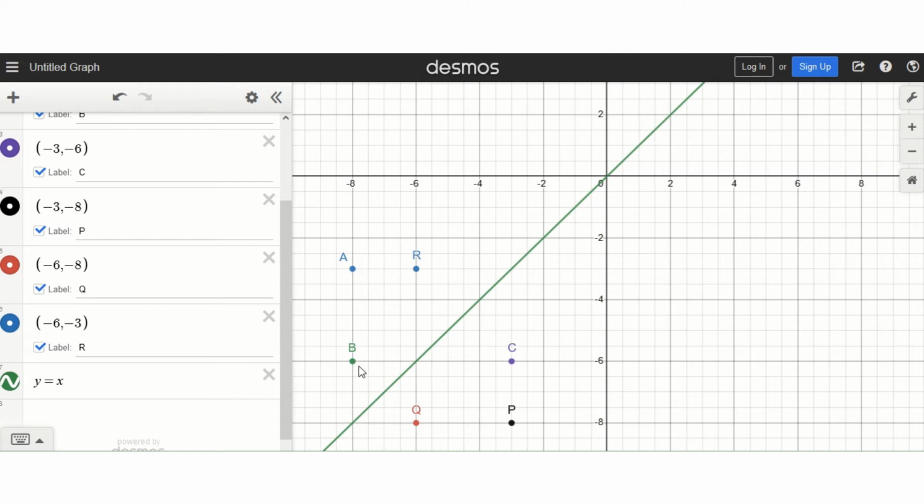So see, A, B, C is here. So what is the reflection of point A through this line? R. Then what is the reflection of point B through the line? C. What is the reflection of the point C through this? The next point. So A reflection is P, B reflection is Q, R reflection is C along this line.